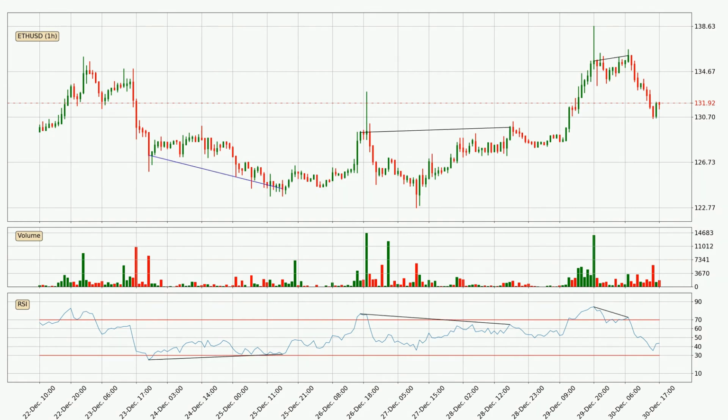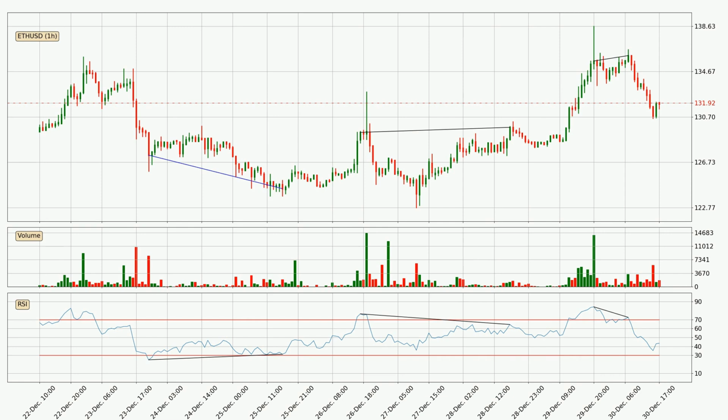Next, looking at the divergences, bearish or negative divergence, and bullish or positive divergence, are the two types of divergences. When the price is making a higher high, while at the same time the indicator is making a lower high, it's called a bearish divergence. This is an indicator that the buyers are exhausted and that you can expect a change in the trend.